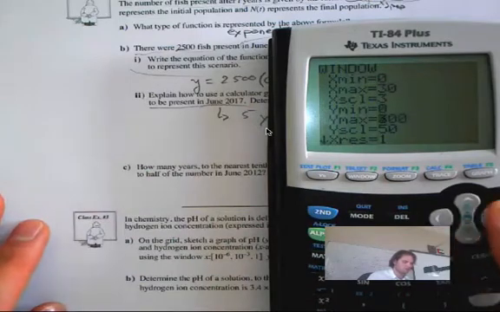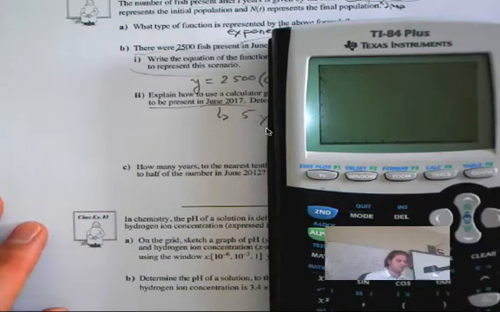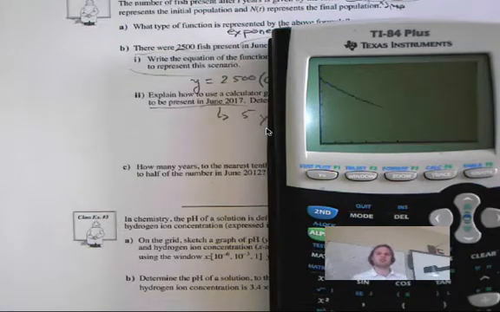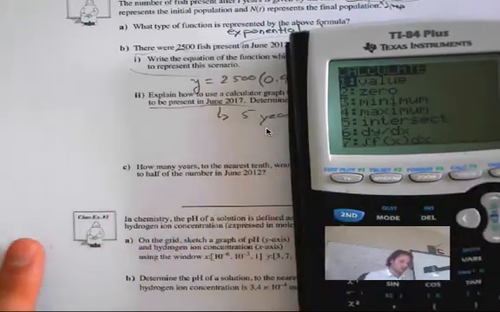Oh, I have 300. It should be 3,000. I'm going to count by 500. There we go. There's my graph. See, even I made the odd mistake. And there's my graph. Oh, look how nice that looks. Perfect. So I'm just going to trace and find it.